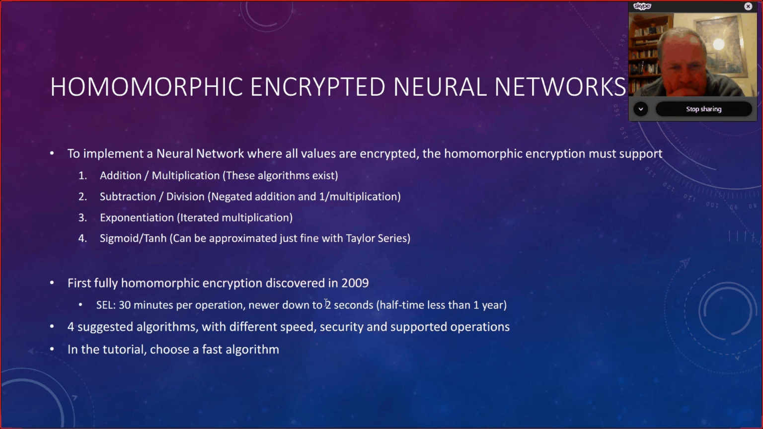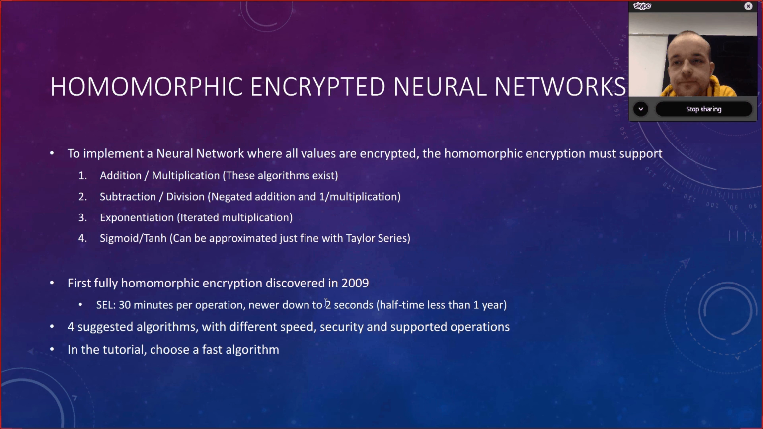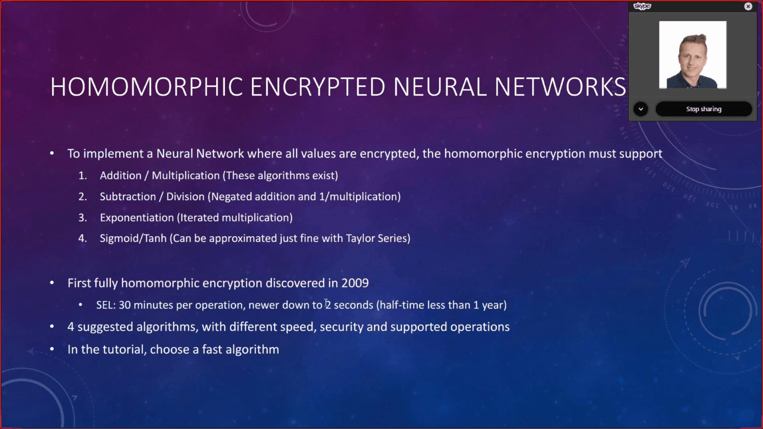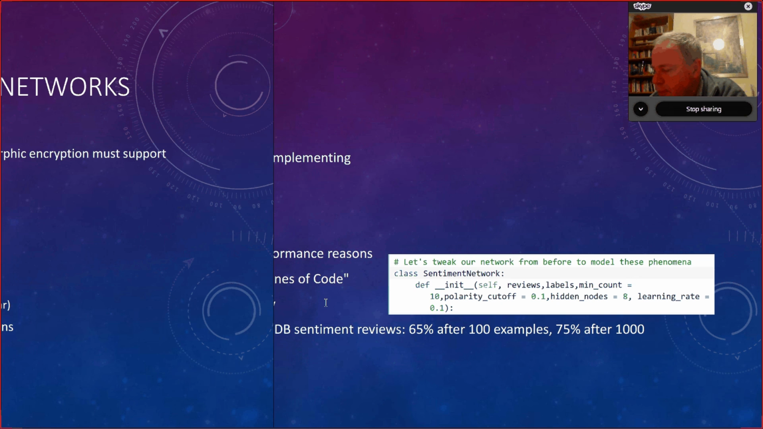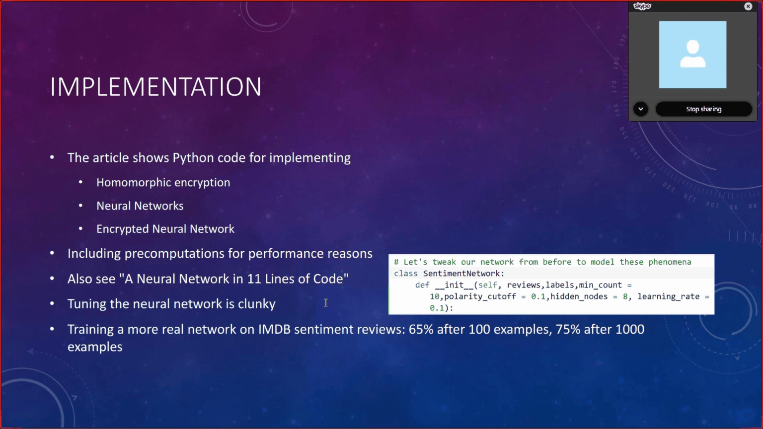Trask goes through a number of algorithms that some are very fast, some are more secure, some support fewer or less operations. And in this case, in the tutorial, they choose an algorithm that is very fast, or not super slow, I should say, and not super safe either. So it might not be extremely secure, but for a tutorial, I think that's a good choice. So that's an implementation.